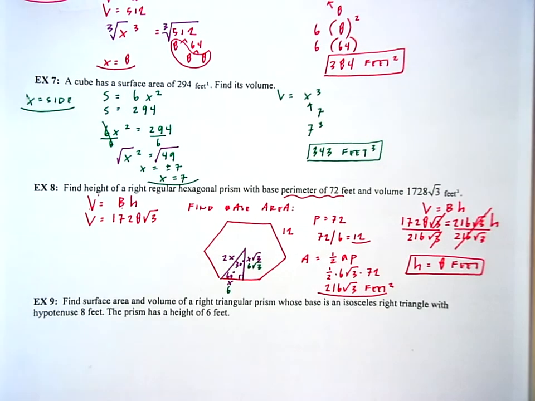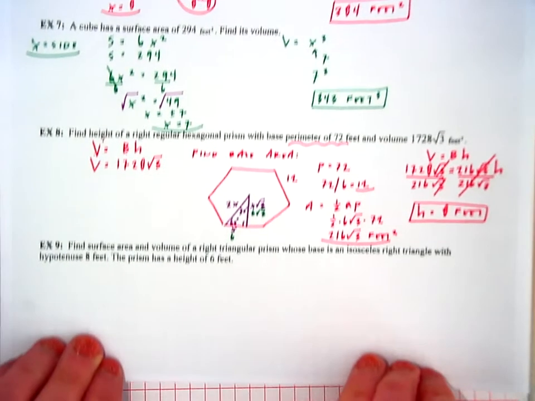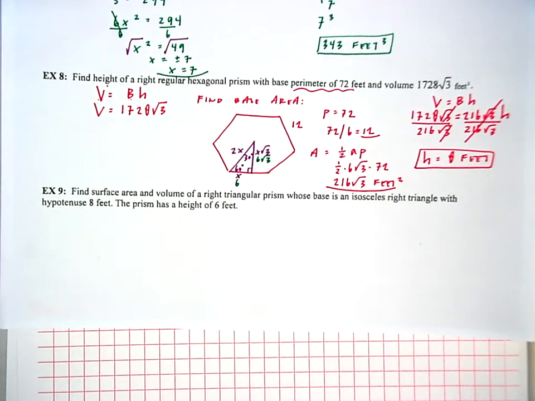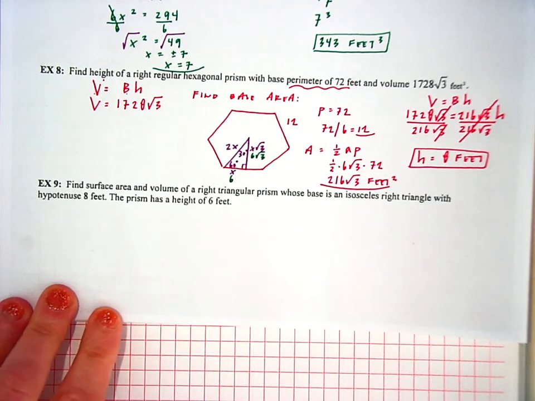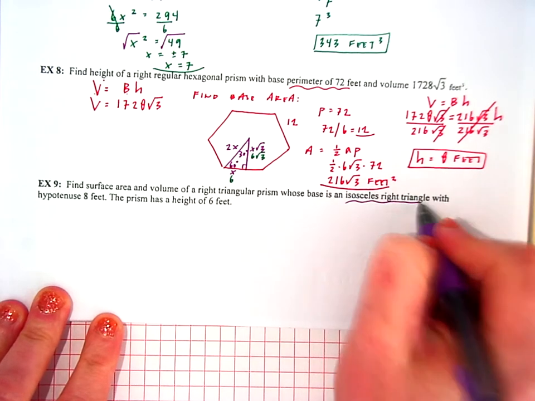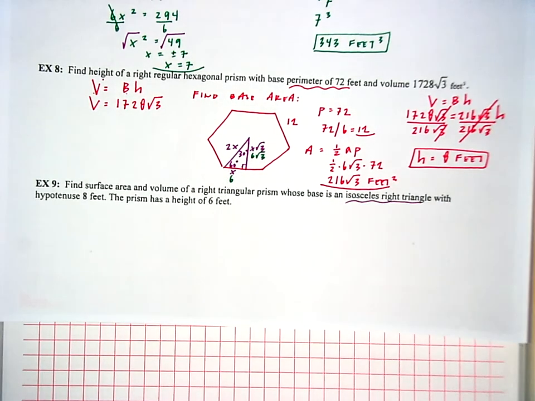Okay, one more problem. So here, find the surface area and the volume of a right triangular prism whose base is an isosceles right triangle, with a hypotenuse of 8 feet. The prism has a height of 6 feet.